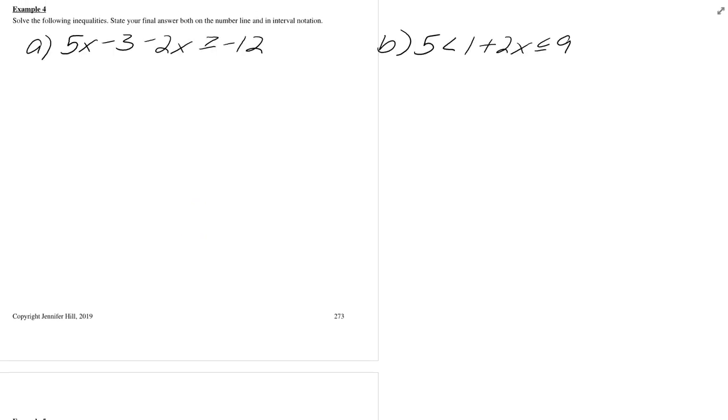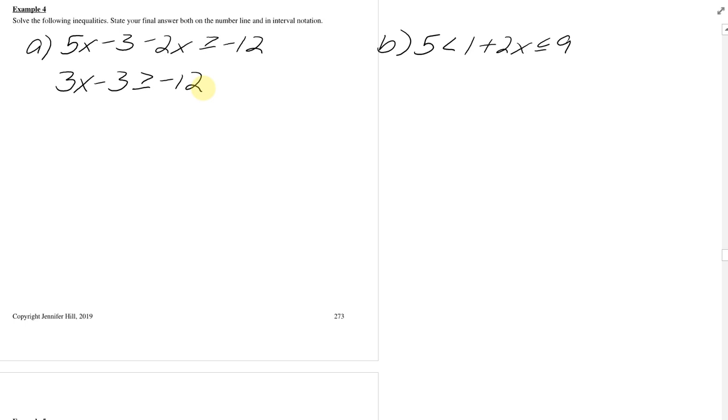Go ahead and write these two down, and I'm going to walk you through how to do them. For the first one, you probably already have a sense of how to do this. For A, you want to collect your like terms. So you're going to have this 5 minus 2x. That's 3x. So this side will become 3x minus 3, and that's still going to be greater than or equal to negative 12.